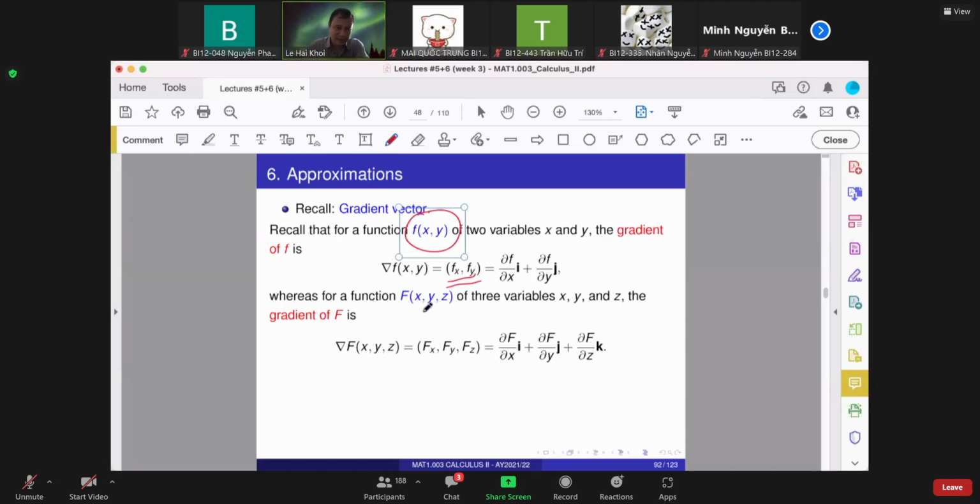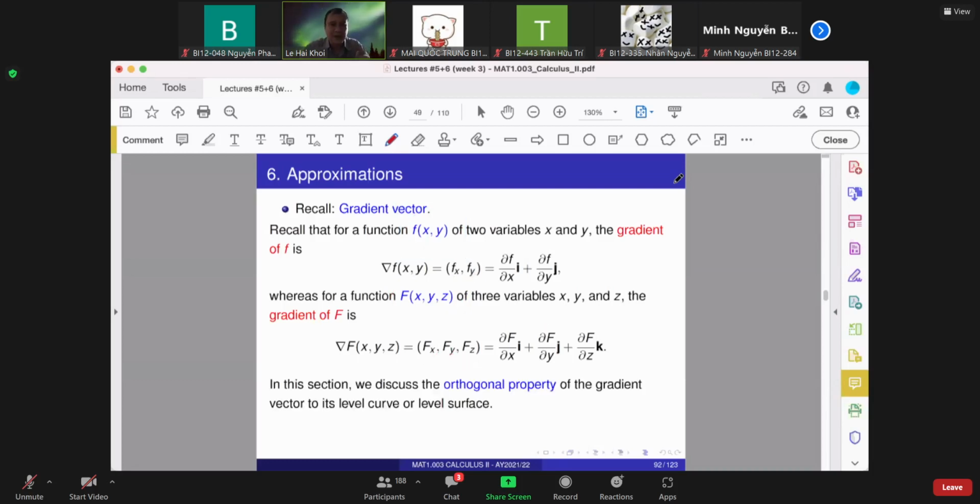Similarly, we can have the gradient vector for a function of three variables. Again, you have partial derivatives of f with respect to x, y, and z. And more generally, right? You have a function of n variables and you can form the gradient vector. But what property does the gradient vector have? You should remember these properties, orthogonal properties, very important. As I already explained, the word orthogonal is the same as perpendicular.